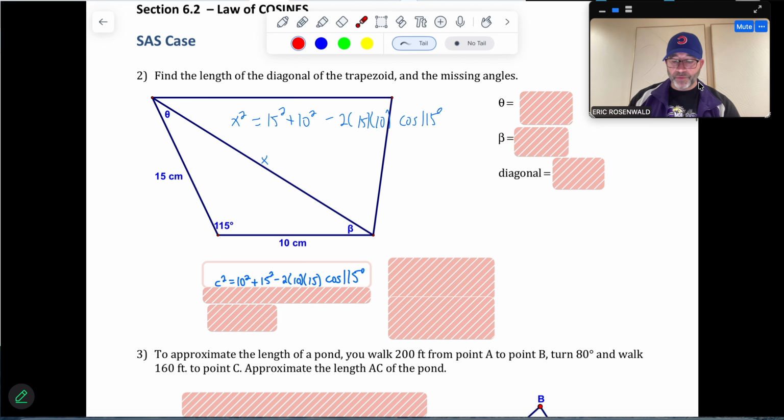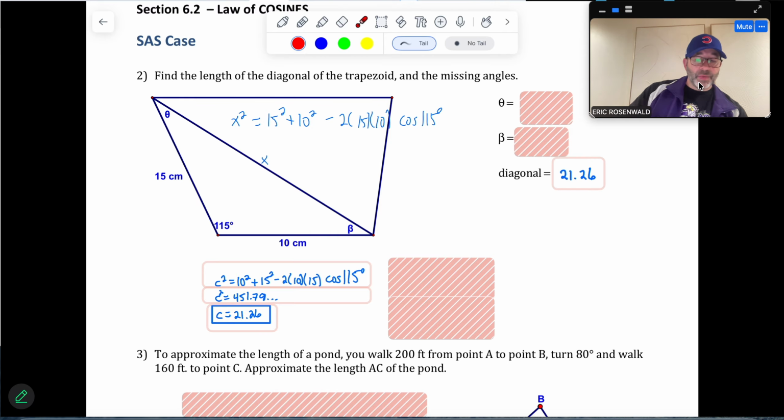So we have this for the formula. We have x squared is equal to, you just throw in that whole right side, don't try to do bits and pieces, and then take the square root of all of it, you get 21.26. Now that we know the length of the diagonal, we can find all of the other parts that we're missing.